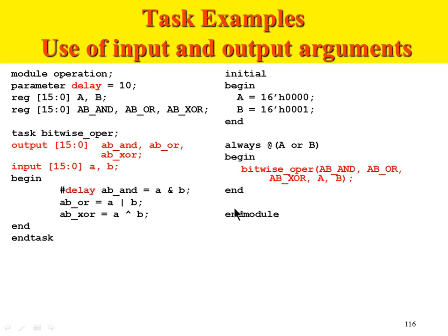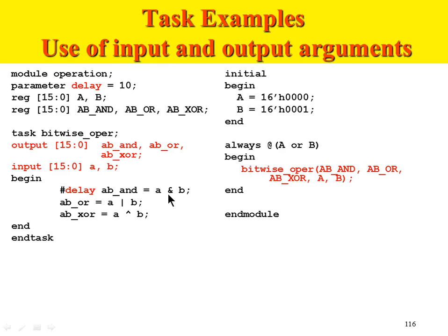And always block, end module. So what happens is, inside the always block, based on A and B inputs, these A and B inputs are passed to the task, which gets mapped to the inputs a and b here based on the location. Capital A and B becomes small a and b inside the task.